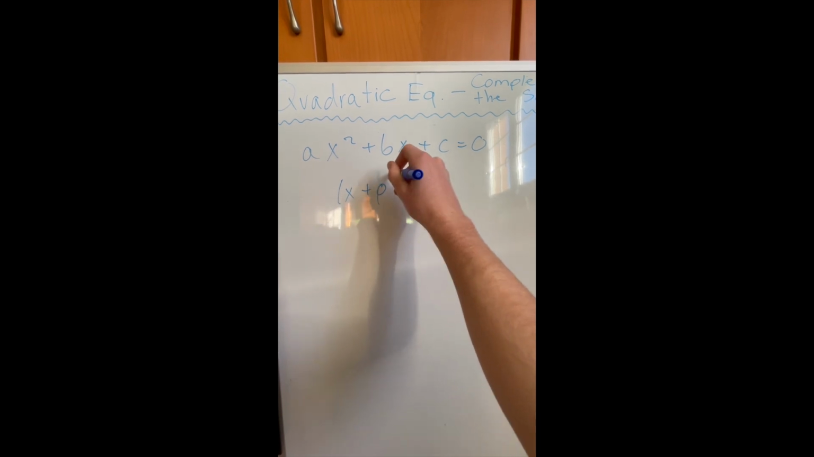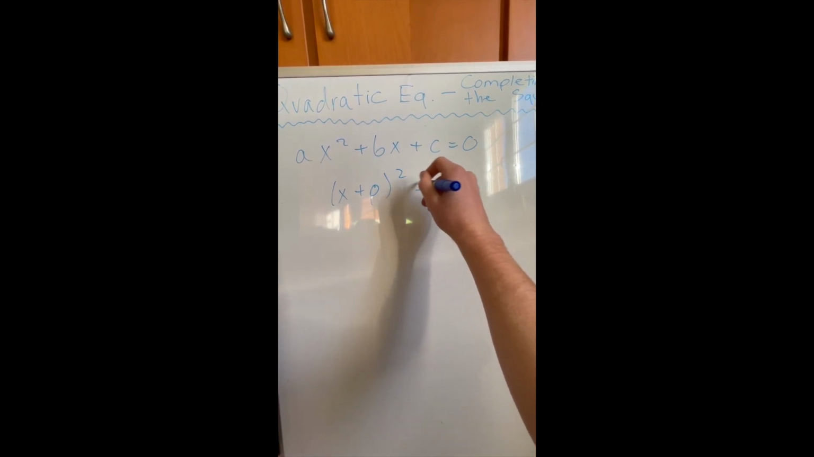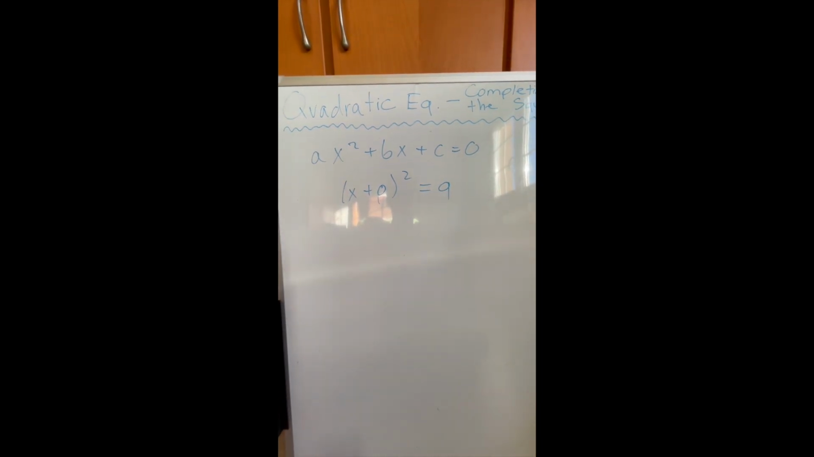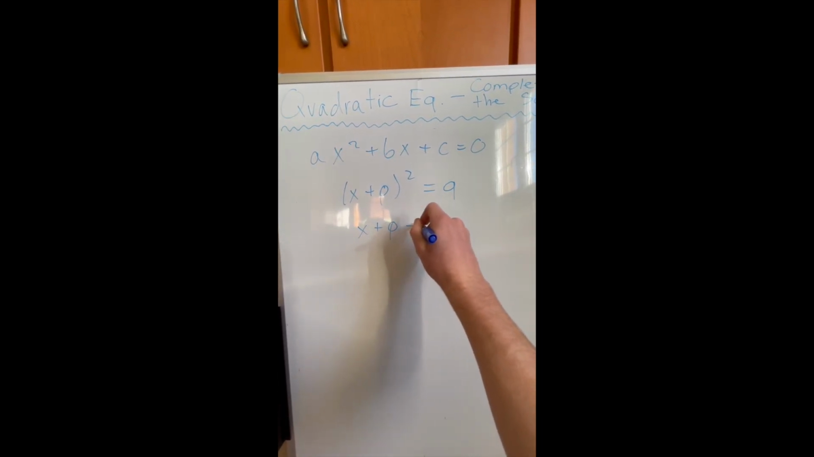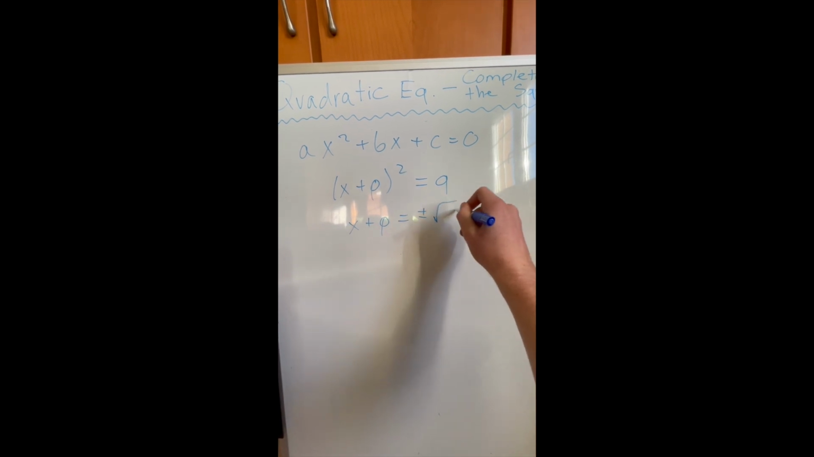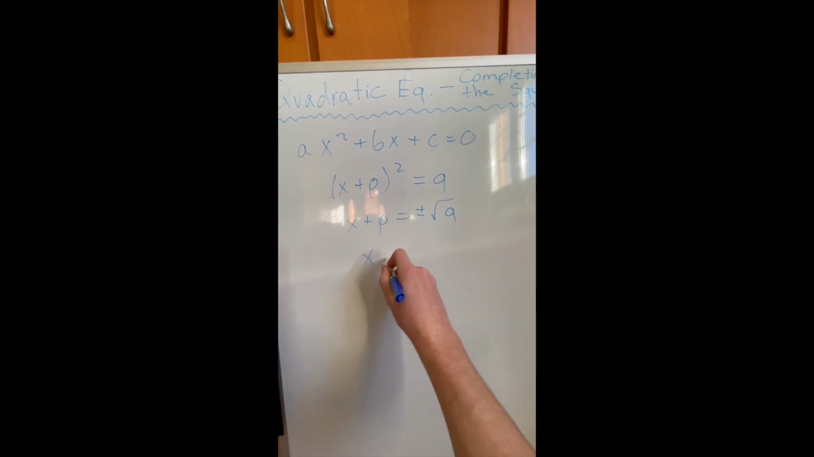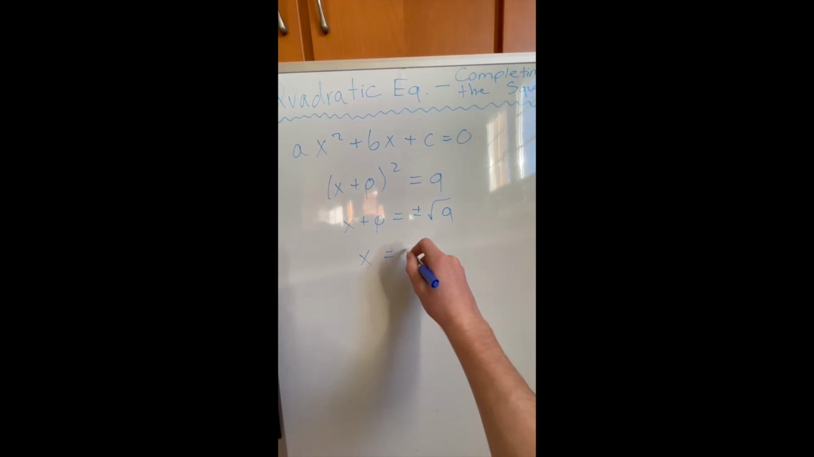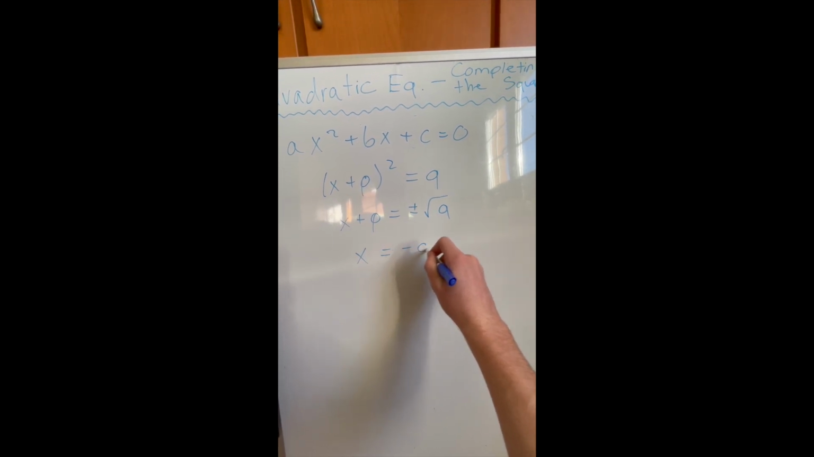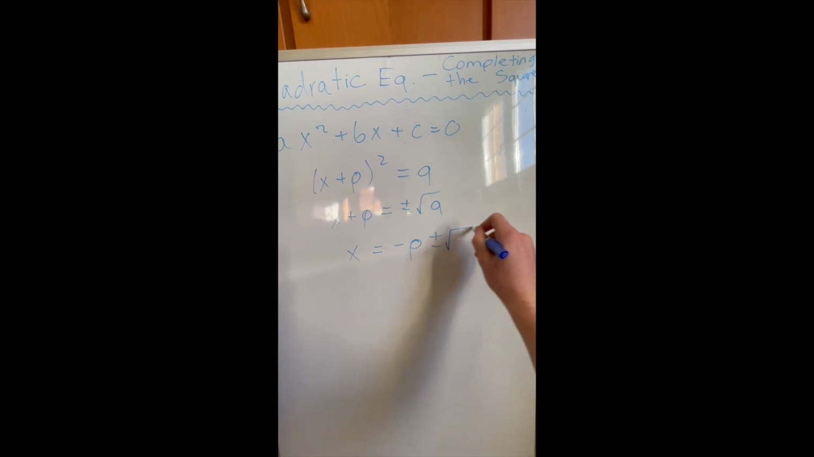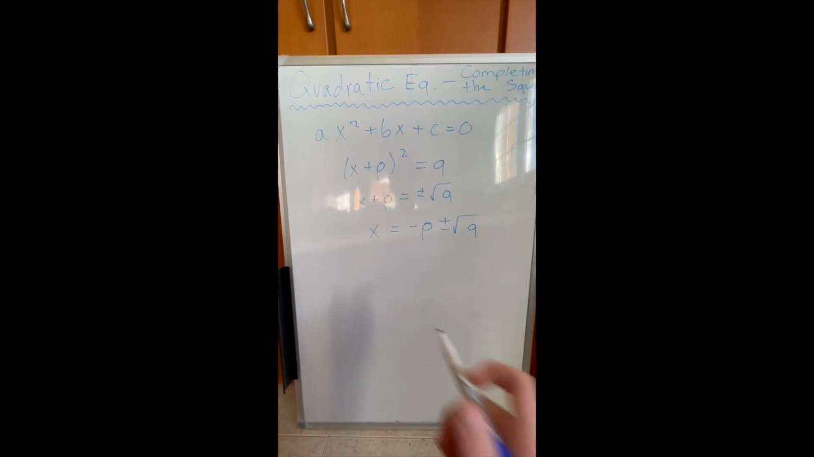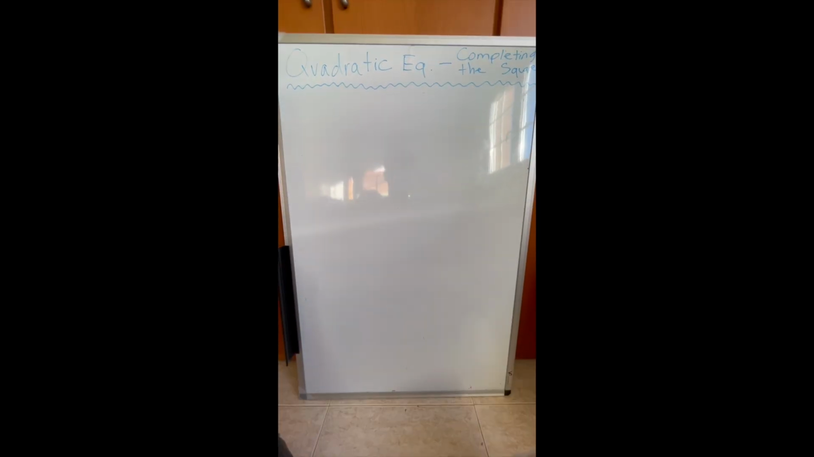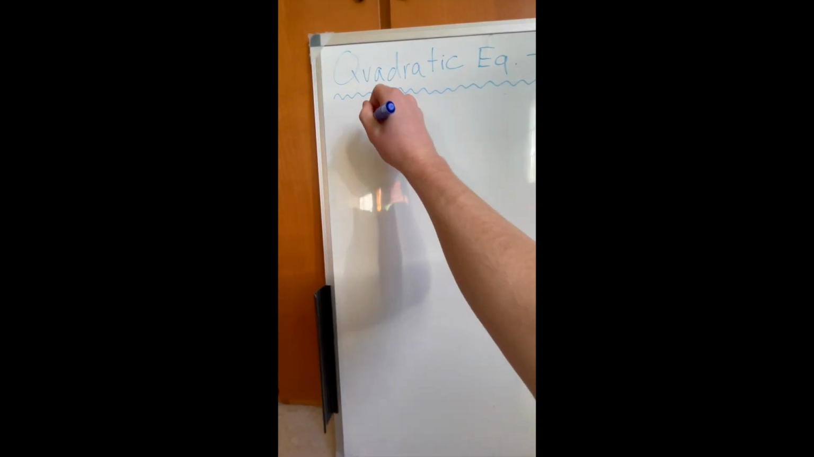x plus p squared equals q. Then you can do x plus p is equal to plus minus square root of q, and x is equal to negative p plus minus square root of q. This is what you want to find to isolate the x value. Let's practice this using one example.